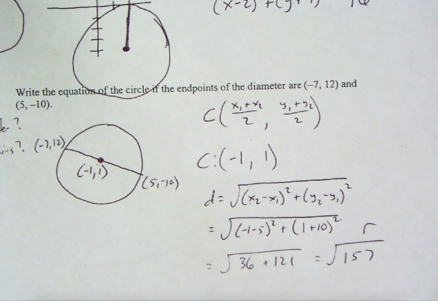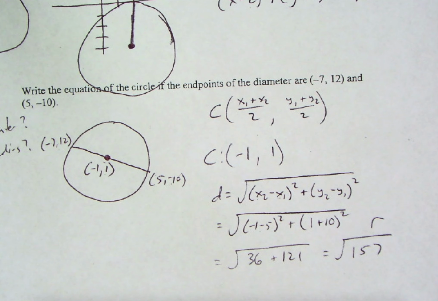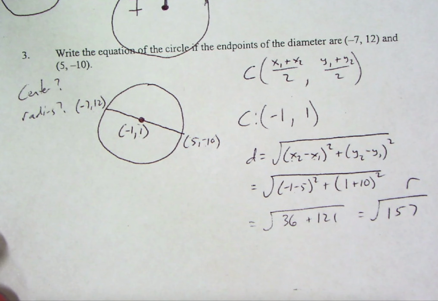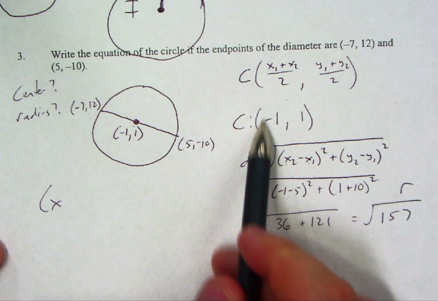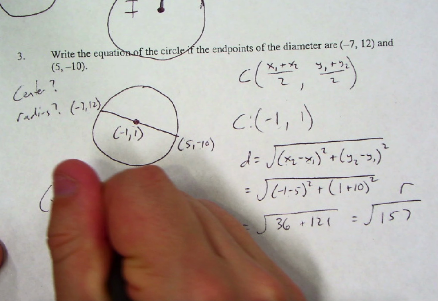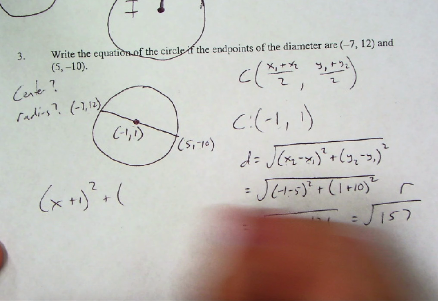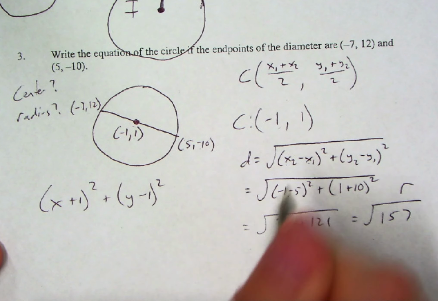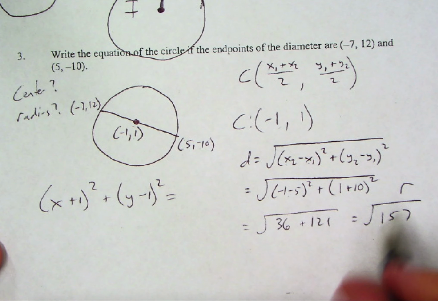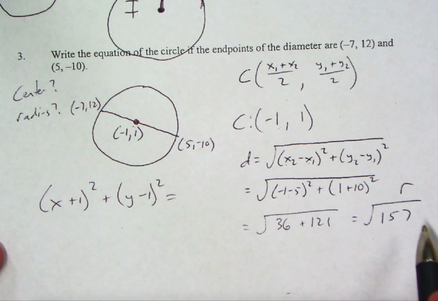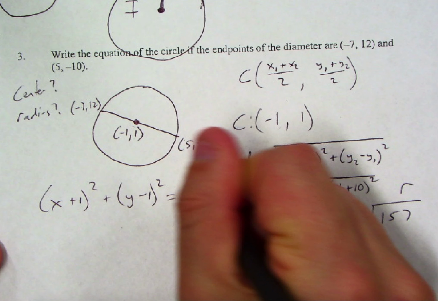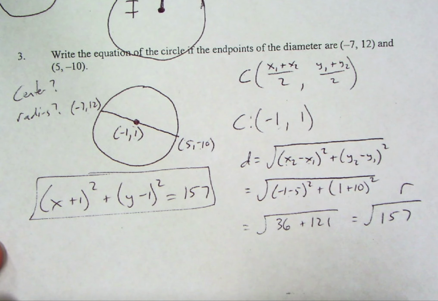That's your radius. Well, remember, to write the equation, we only need to know the center and radius. We found them, now we can write the equation. It's going to be x plus 1 squared plus y minus 1 squared equals your radius squared. So the reason I didn't put a decimal or anything, if we square this radius, we get 157. And there's our equation.